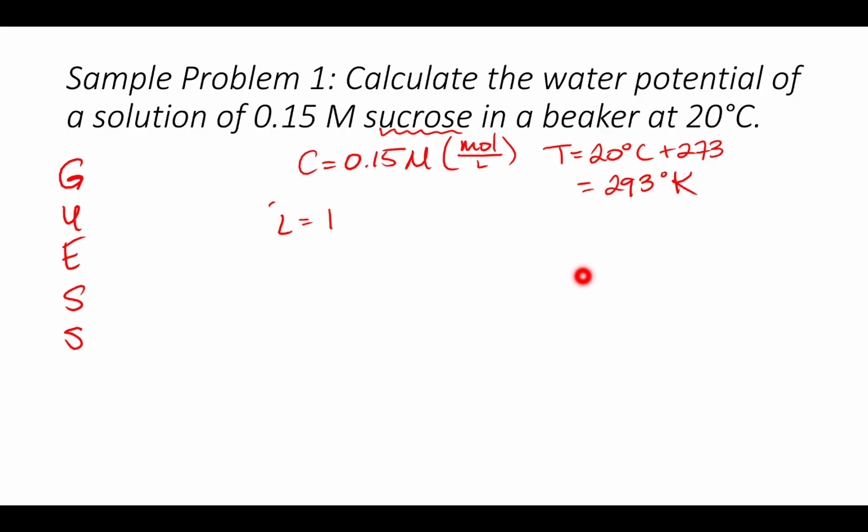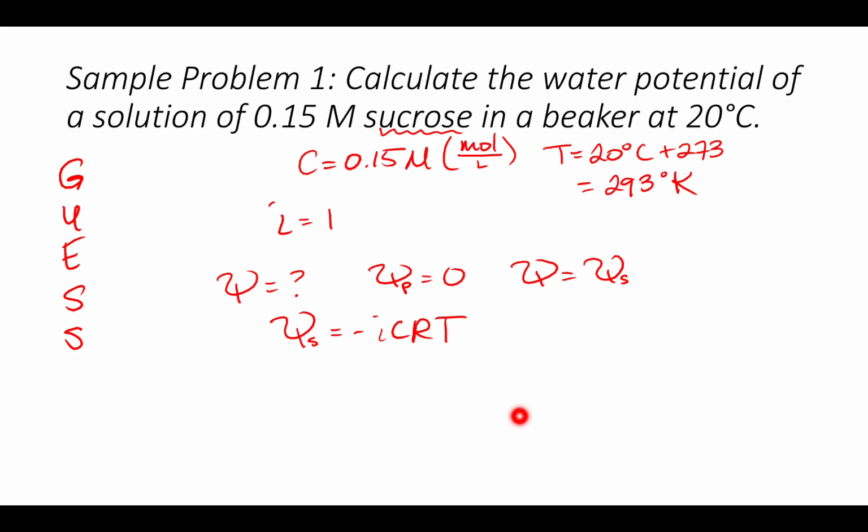And then we're also trying to find our unknown, which is our water potential, and they tell us it's in a beaker. That means that the pressure potential is going to be 0, which means that ultimately our water potential is going to be equal to our solute potential. So that tells me that we need to figure out our solute potential. So that means our equation is going to be solute potential equals negative ICRT. And remember, R is a constant, so that's always part of our given.